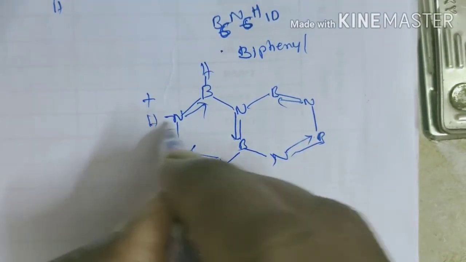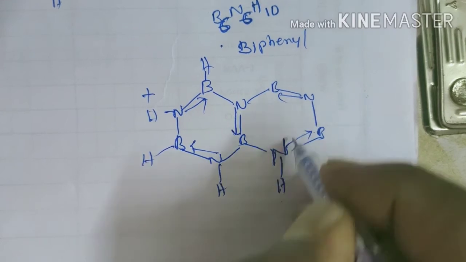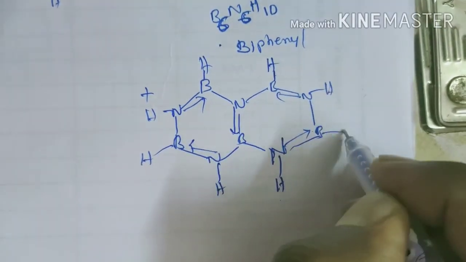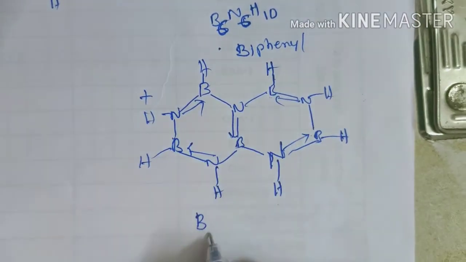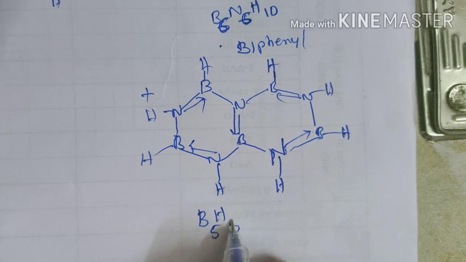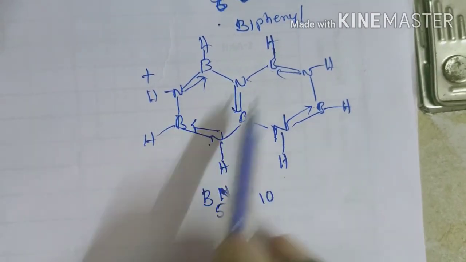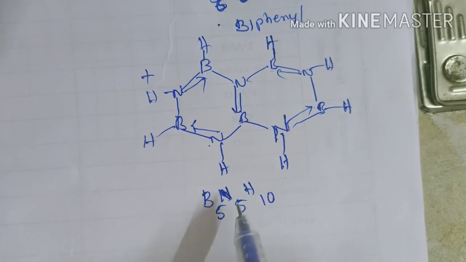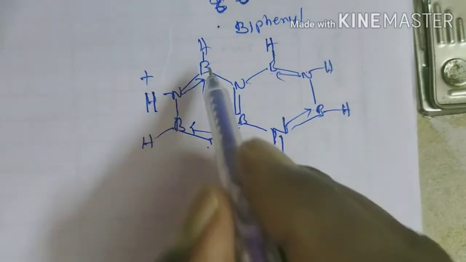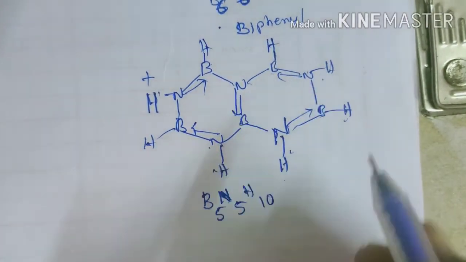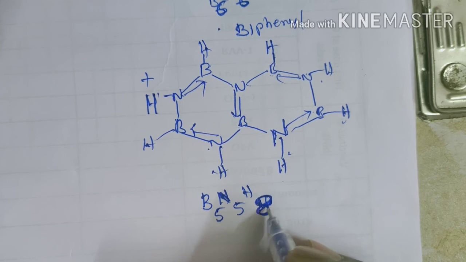Here we write the hydrogen atoms. Now its formula is B5N5H8. So 1, 2, 3, 4, 5. So number of nitrogen atoms is also 5. Number of boron atoms is 5 and the number of hydrogen atoms is 8. So, this is very much similar to the naphthalene.